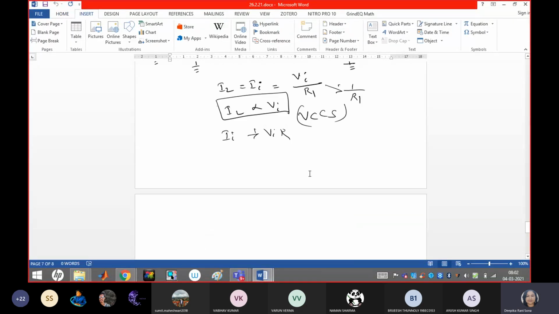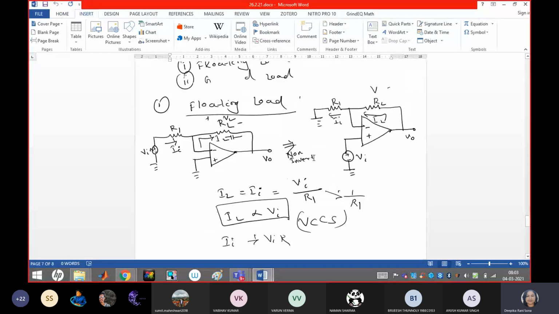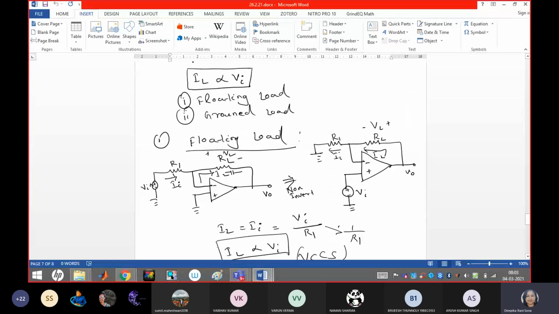Yeah, last class we discussed the floating load type of converter. Today we are going to discuss the grounded load converter. In floating load we saw how to relate the load current with the applied input voltage. This comes under the group of V to I converter with floating load. The next topic is voltage to current converter with grounded load.